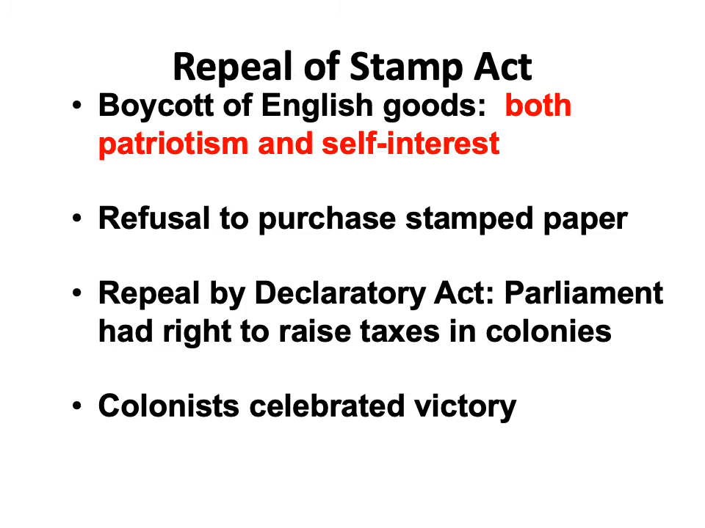People also refused to purchase paper with stamps on it. And this affected British trade, and so Parliament backed down, and in the so-called Declaratory Act, Parliament repealed the Stamp Act, but Parliament reiterated that it had the right to raise taxes in the colonies. Now, obviously, the colonists were delighted with this victory, and it showed the colonists that by getting together and applying economic pressure on Britain, they could get Britain to change its policies.